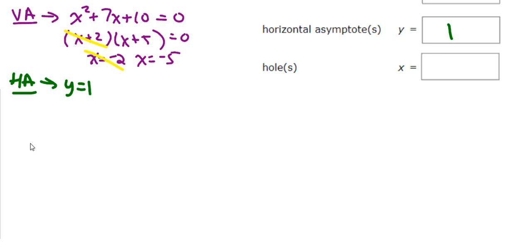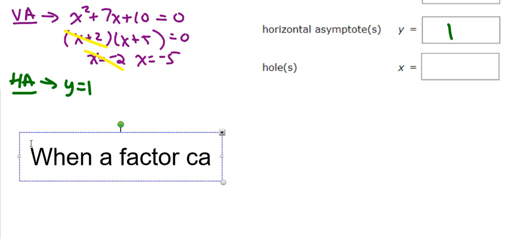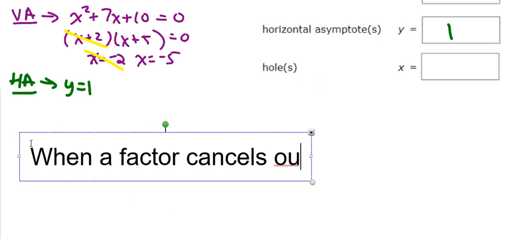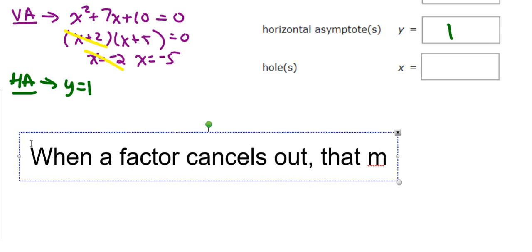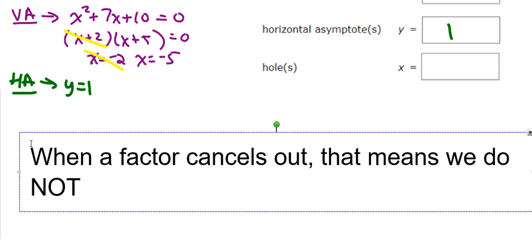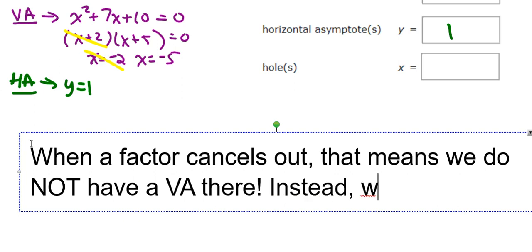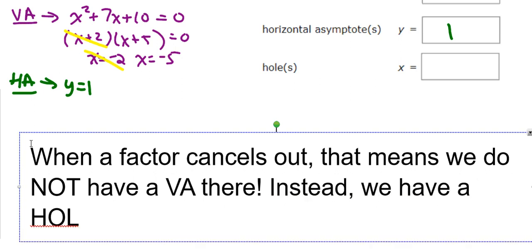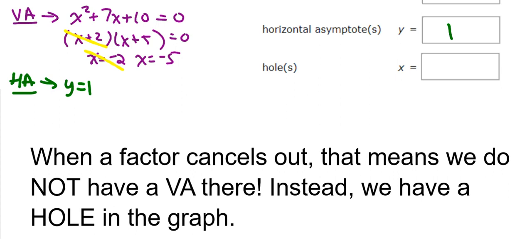All right, so when a factor cancels out, that means we do not have a vertical asymptote there. Instead, we have a hole in the graph there. I mean, literally, we will have a hole in the graph, all right? And it'll look something like this.